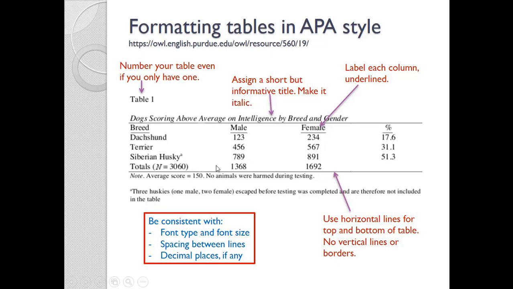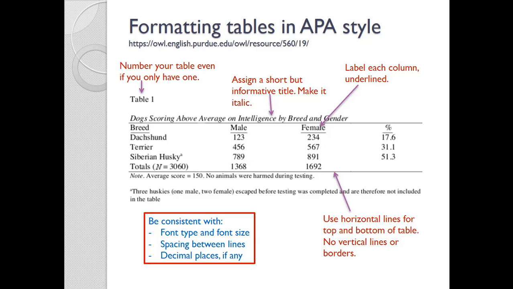So when you're formatting a table in typical APA style, you're going to number your tables even if you only have one, and the word Table is capitalized. You're going to add a short but informative title. The suggestion is to make it italic, but that is not required for APA style. If you make it italic, it tends to stand out more, which is wonderful. You have horizontal lines for the top and the bottom of the table, and you'll notice that there are no vertical lines on the side or borders of any kind.